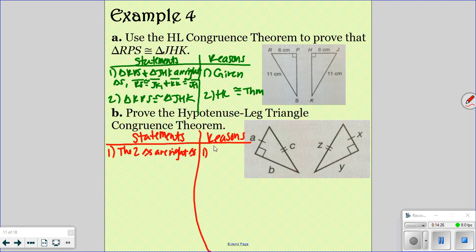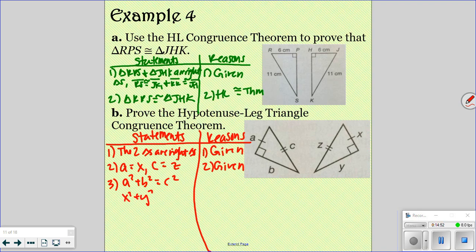And that's given because it shows that they are right triangles. We also know that A equals X and C equals Z. And that's given. So you could have put that in one step if you wanted. We also know, since they are right triangles, a squared plus b squared has to equal c squared, and x squared plus y squared has to equal z squared. And that's from the Pythagorean theorem.